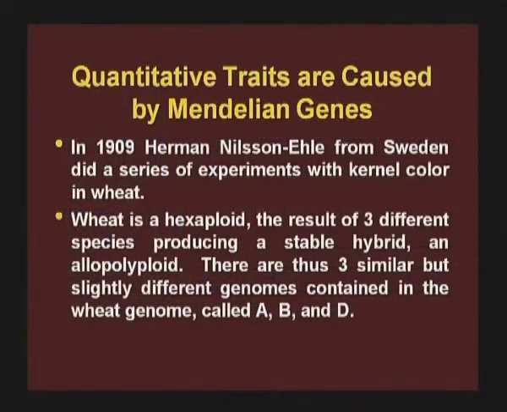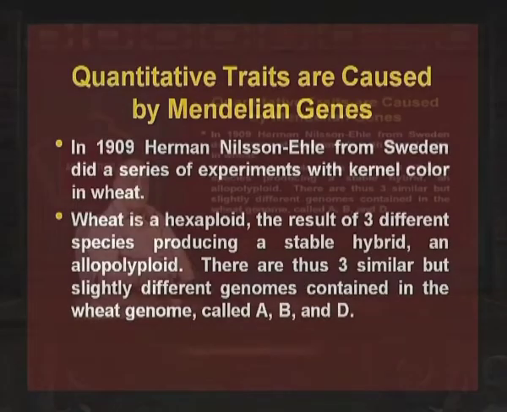In 1909, Herman Nilsson-Ehle from Sweden did a series of experiments with kernel color in wheat. Wheat is a hexaploid, the result of three different species producing a stable hybrid, an allopolyploid. There are thus three similar but slightly different genomes contained in the wheat genome, called A, B and D.